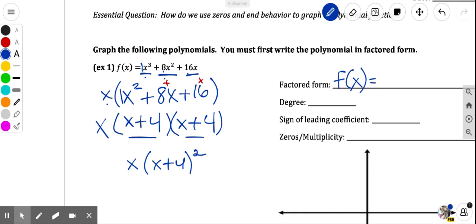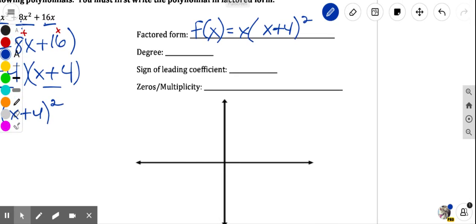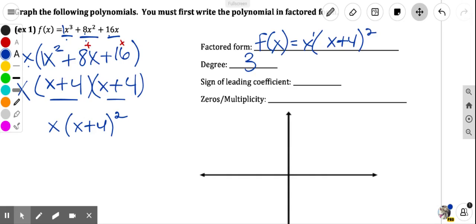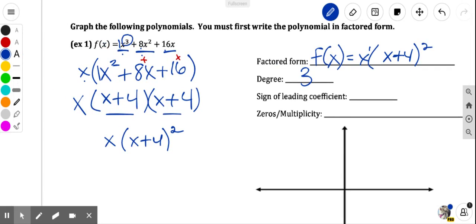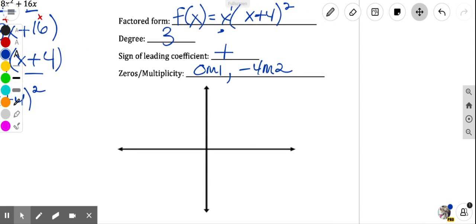We can write that over here. And now we can fill out everything else so we can graph. The degree, there's a 1 here and 2, so that's 3. Another way you can get the degree is if you look back at the standard form, the highest degree is your overall degree of your function. Sign of the leading coefficient is positive. 0 is multiplicity 1, and then we're going to have negative 4, multiplicity 2. Remember, when you're graphing, you first want to put your zeros in.